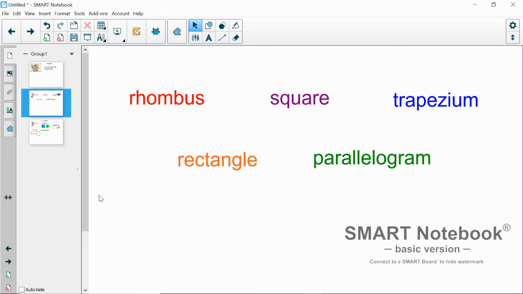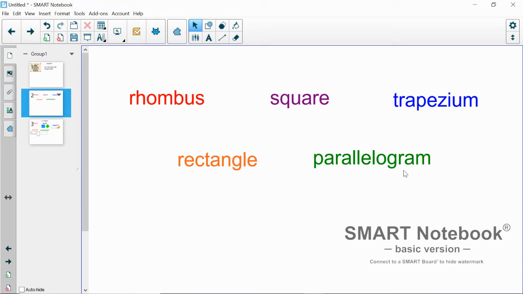In particular, we're going to be looking at these kinds of polygons. A rhombus, square, trapezium, rectangle, parallelogram. So I want you to look at those words and see if you can picture what some of those shapes might look like. I can picture a square pretty easily. Lots of you will be able to picture a rectangle in your mind. But what about trapezium? What about a rhombus? What about a parallelogram?